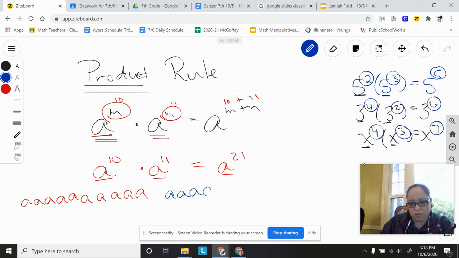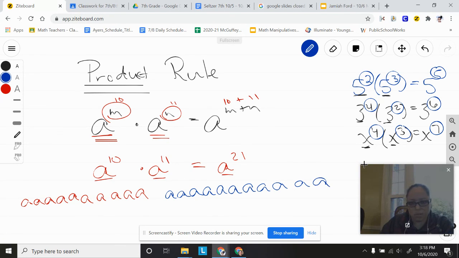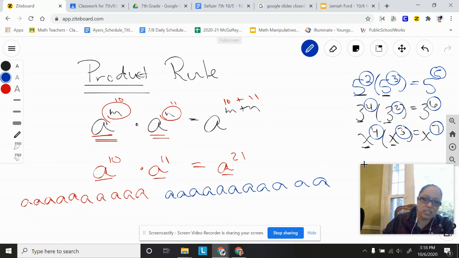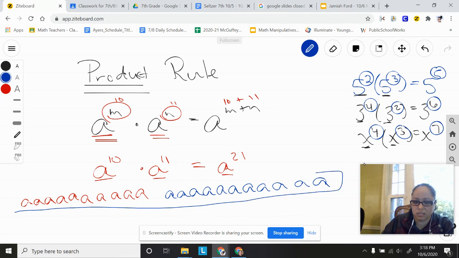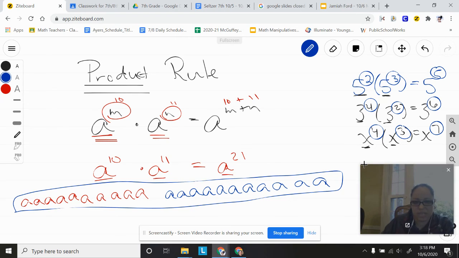1, 2, 3, 4, 5, 6, 7, 8, 9, 10, 11. I have to double count. I know there's 11 there and 10 here. 10 and another 11 being multiplied together. This is the longest possible way to write it, but that is a to the 21st power because there are 21 a's being multiplied together. Wasn't it so much easier to just follow that rule? Well, this rule helps you to simplify your life. It helps you to remember that if I have the same base, I can just add the exponents.